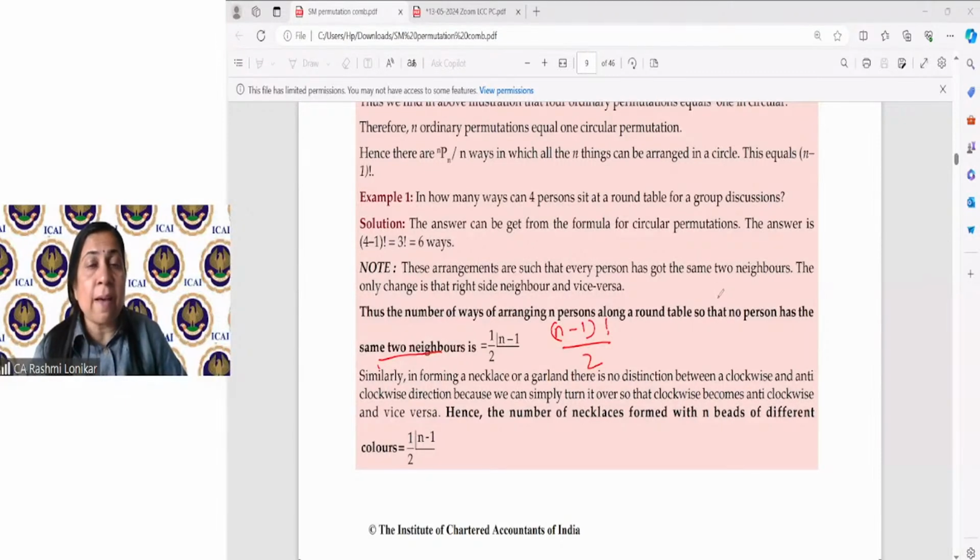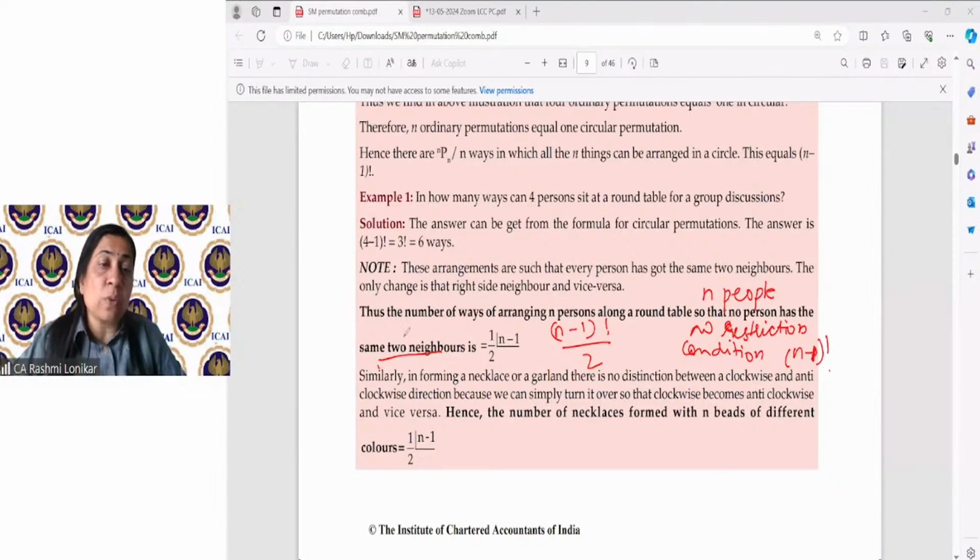Because when I have n people and there is no restriction, मतलब कोई कंडीशन नहीं डाली है, रिस्ट्रिक्शन माने कंडीशन, then I can have circular arrangement in (n minus 1) factorial. But when I don't want to have the same two neighbors, it is because one thing can be viewed as clockwise or anti-clockwise. They will form 1. So that is why this is divided by 2.